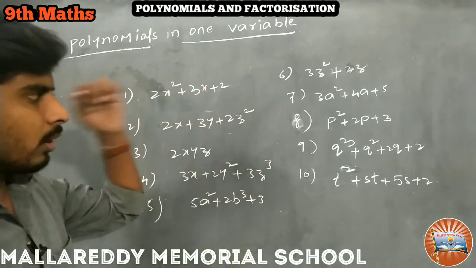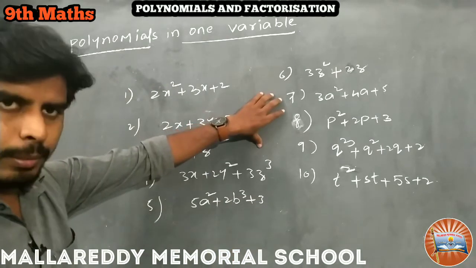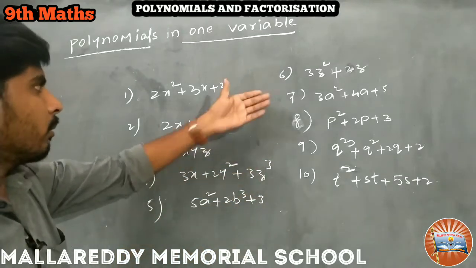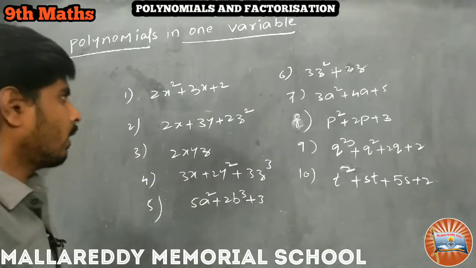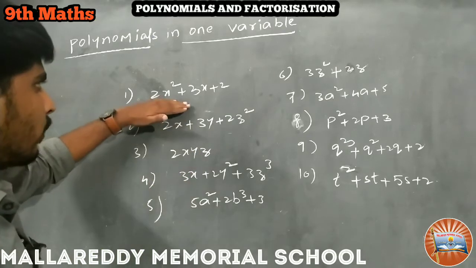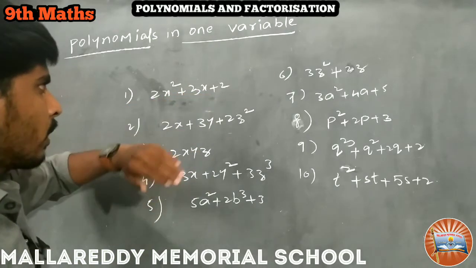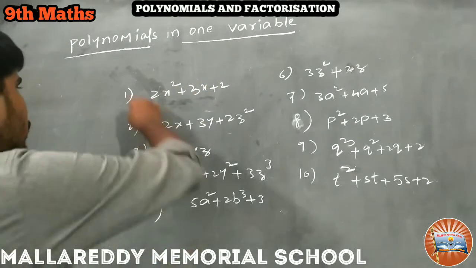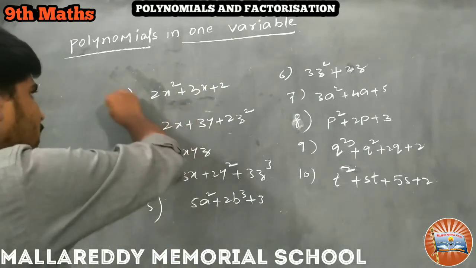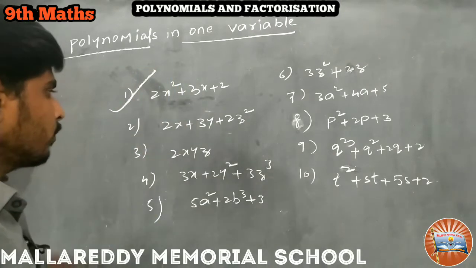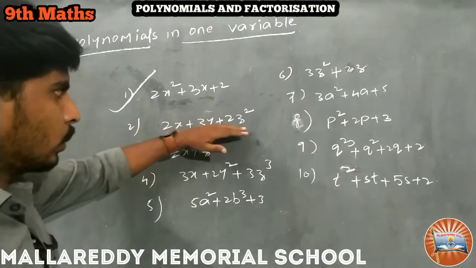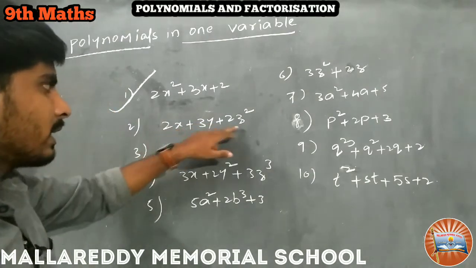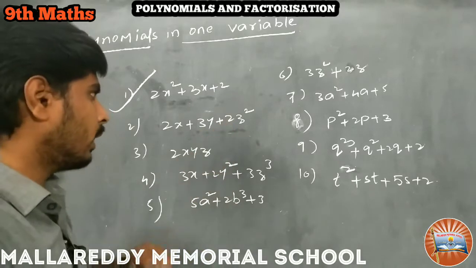All these are polynomials. So how many variables are involved? We can have a look here. 2x square plus 3x plus 2: how many variables are involved here? Only one variable, the variable is x. Now the second one, 2x plus 3y plus 2z square. How many variables are involved here? x, y, z. Three variables are involved here.